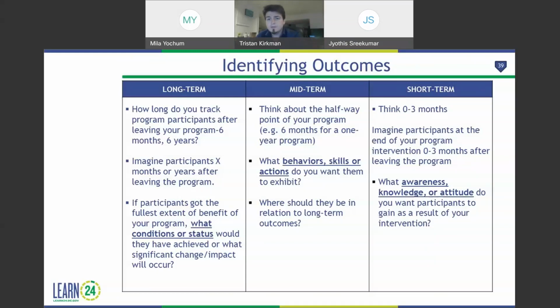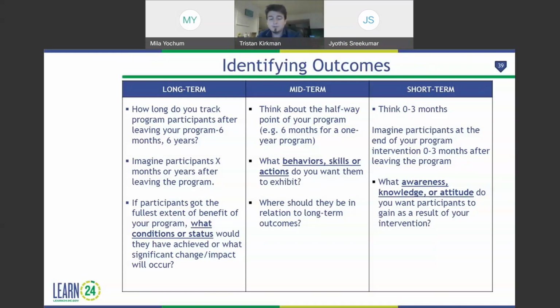For the midterm, you can think about the halfway point of your program. So like 6 months for a 1-year program or 6 months after. You know, what behaviors, skills, and actions do you want your participants to exhibit? And where should they be in relation to those longer-term conditional and life status outcomes?